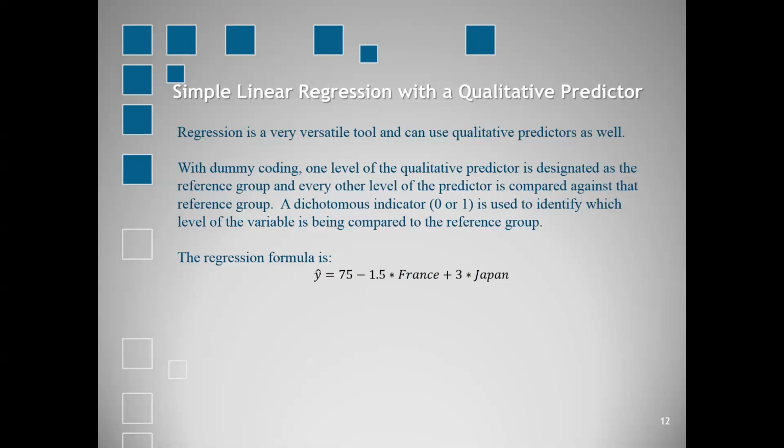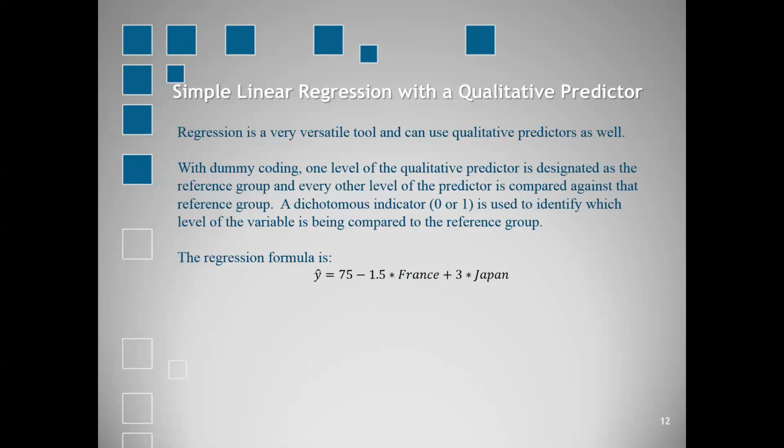This value of 1.5 corresponds to the slope for France. This indicates to us we expect someone from France to have a life expectancy that is 1.5 years less than someone from the US, again, because the US is our reference group. We could do the same thing for someone born in Japan as well, except in this case, France would get a 0 and Japan would get a 1. So our formula would be 75 minus 1.5 times 0 plus 3 times 1, or in this case, 78. So we would say someone from Japan has a predicted life expectancy of 78 years.